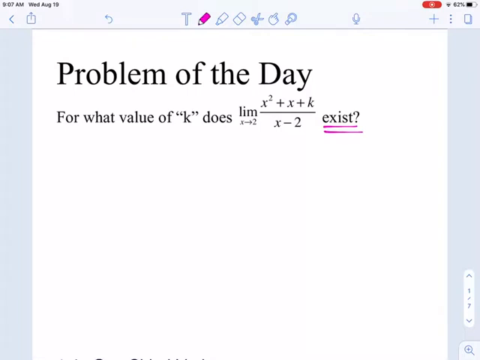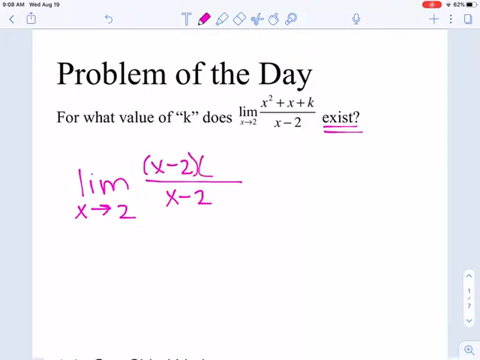Okay, so let's think about this. In order for this limit to exist, right now we're plugging in 2, and you can see that our denominator would be 0. That's not okay, but we need something algebraically to happen to where that x minus 2 is going to cancel out. So when we talk about the limit as x approaches 2 of this rational expression, we need x minus 2 to be canceled out from numerator to denominator.